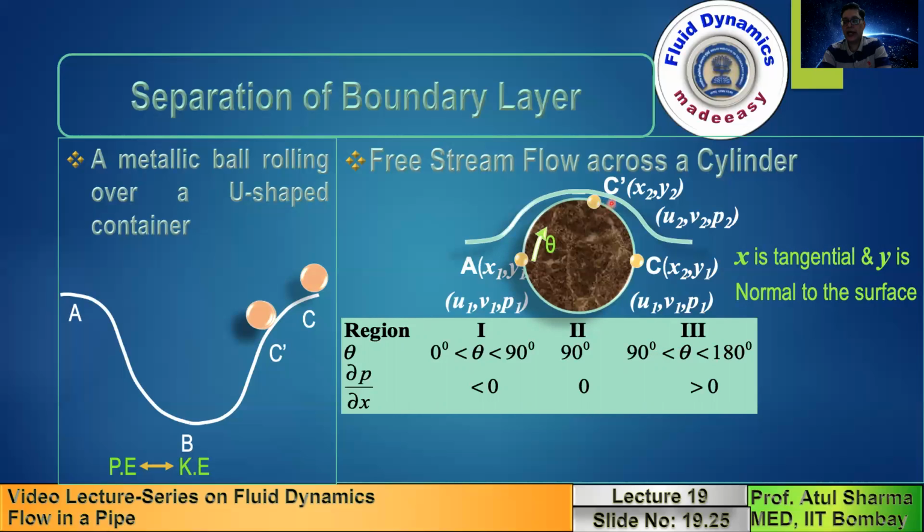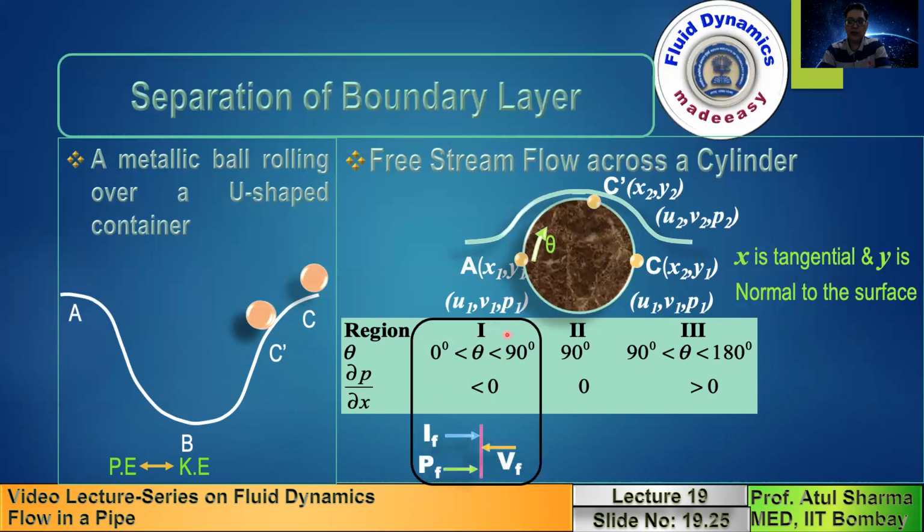You can see that the gap between the two streamlines is increasing. And when the gap is increasing, it means for an incompressible flow, the velocity has to decrease and the pressure has to increase. So between 90 to 180, dP by dx, the pressure is increasing along the flow direction. So dp by dx is positive. So when dp by dx is positive, when the fluid particle is moving in the forward direction, it finds that on the front side, it has a larger pressure. So there is a net pressure force which is resisting the direction of motion.